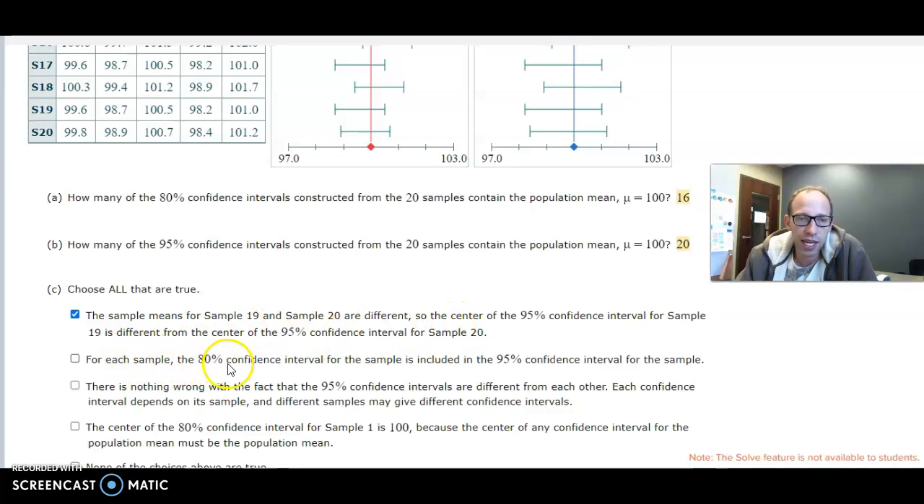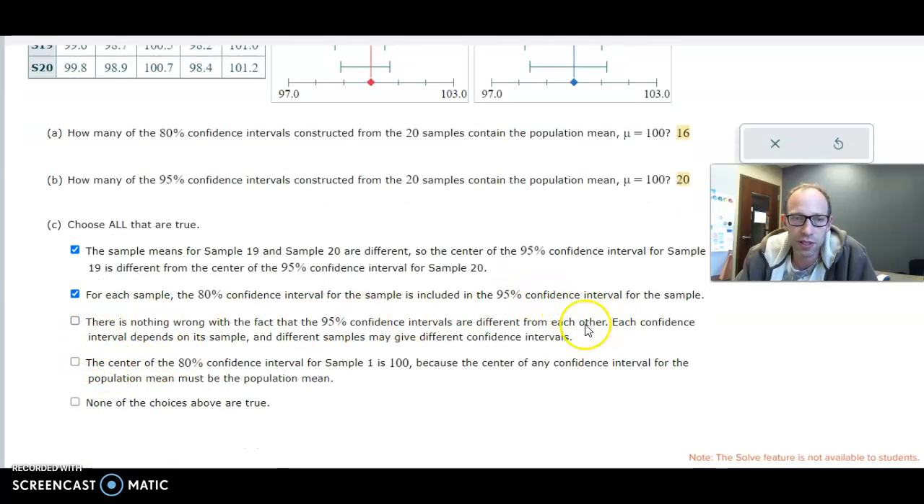For each sample, the 80% is included in the 95%. That's true. Not only is the 95% wider, but we're stretching out from the same sample mean. The only difference is the critical value is higher for the 95%. So you're just going to get a little further out in each direction. So you can think of it kind of gobbling up, starting with the 80% and then stretching out a little bit further.